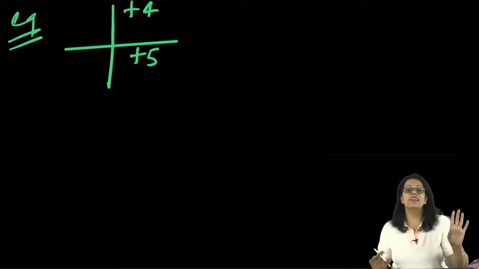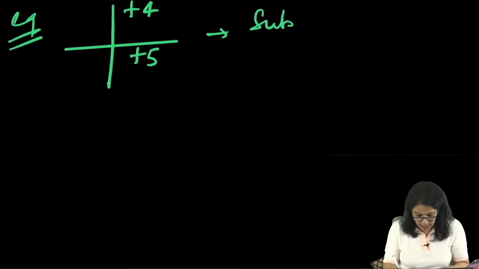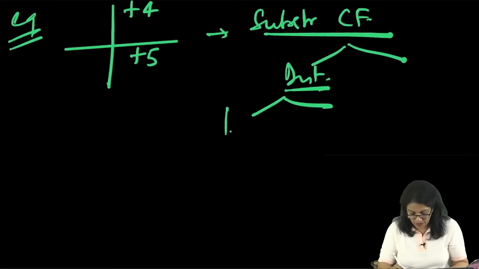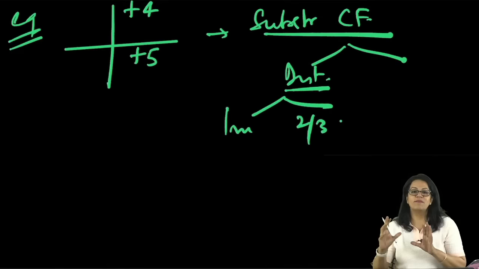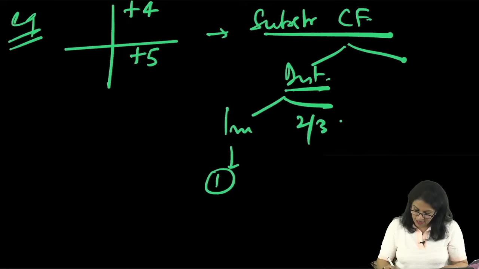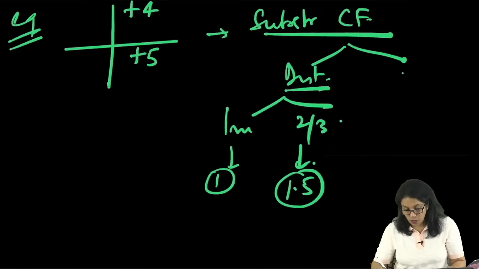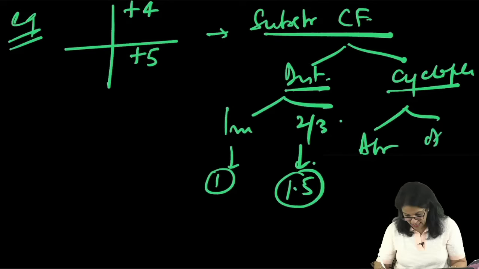Now, you subtract the correction factor. You should know what the correction factor is: distance and cycloplegic. Distance factor, we will remember, either 1 meter distance or 2/3 of a meter. You have read that power is the inverse of focal length in meters. Apply that. So, 1 meter means 1 will be the correction factor, and 2/3 means 3/2, that is 1.5 will be the correction factor. So I will subtract this according to the distance at which I am working. And now according to the cycloplegic I am using: if I am using atropine, I subtract 1, and for any other I subtract 0.5.